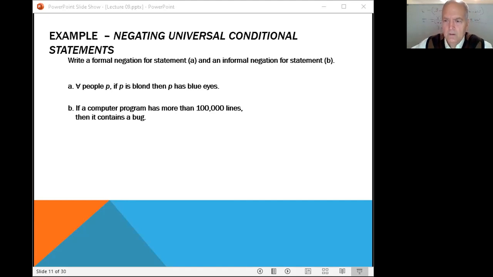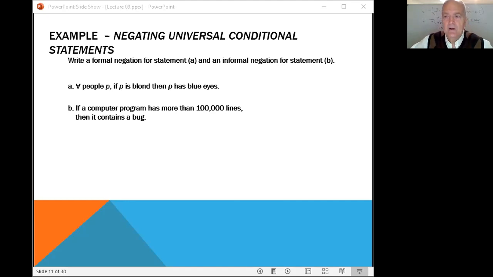Okay, let's take a look at these. For A, we have the universal conditional statement: for all people P, if P is blonde, then P has blue eyes. So the negation of this is going to be an existential statement, and it's going to be a conjunction. So it would be, there exists a person P such that P is blonde and P does not have blue eyes.